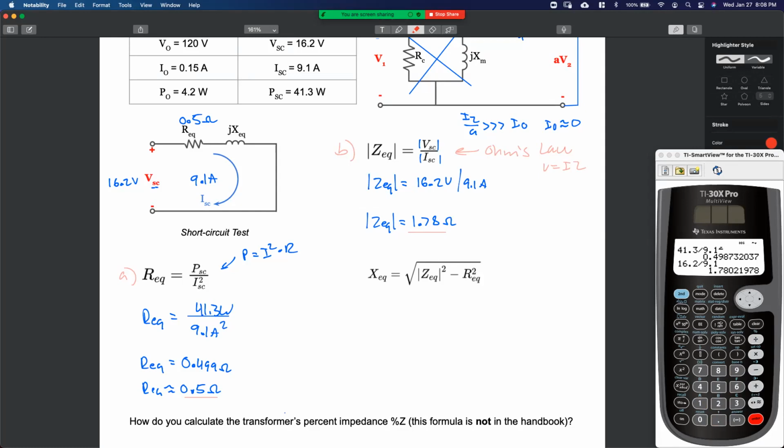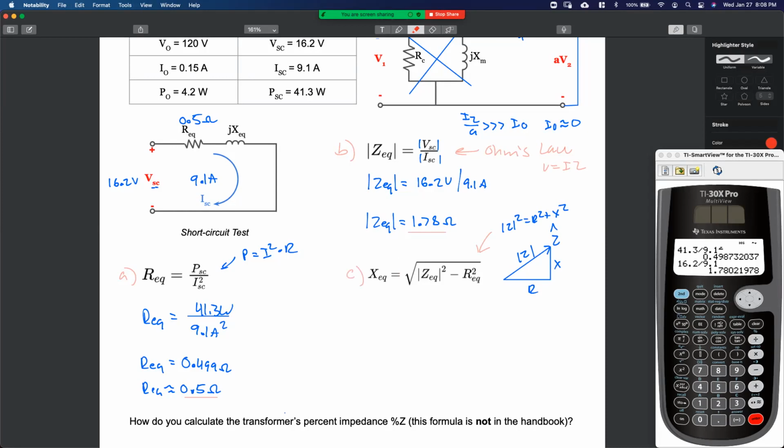All right, question. I know R, I know magnitude Z. Can I solve for X? What formula is this? Pythagorean theorem. Yeah, you got it. Look, if this is complex Z, this is magnitude Z, this is R, my real component, this is X, my imaginary component. This formula is just magnitude Z squared equals R squared plus X squared. That's all it is, Pythagorean theorem.